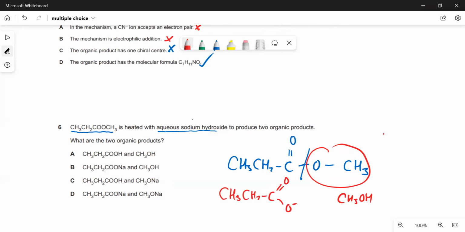Okay, so A is wrong because you've got the carboxylic acid there. That's wrong. B is correct because look, we've got the salt, the minus, and the plus on the sodium there. That is correct. Why is this one wrong? Well, you don't form that sodium methoxide. That doesn't form, and again, that compound doesn't form there. So B is the correct answer there.